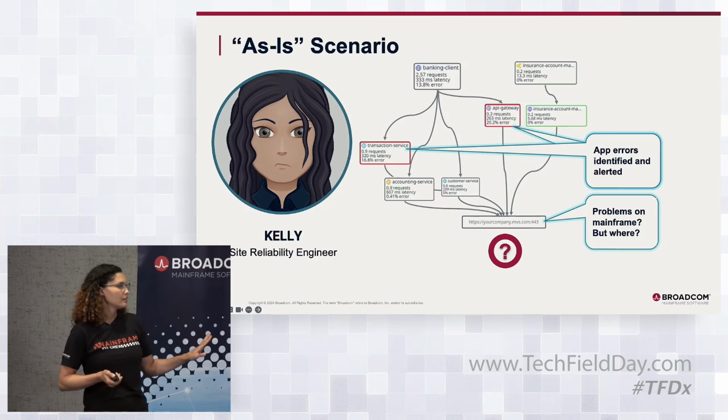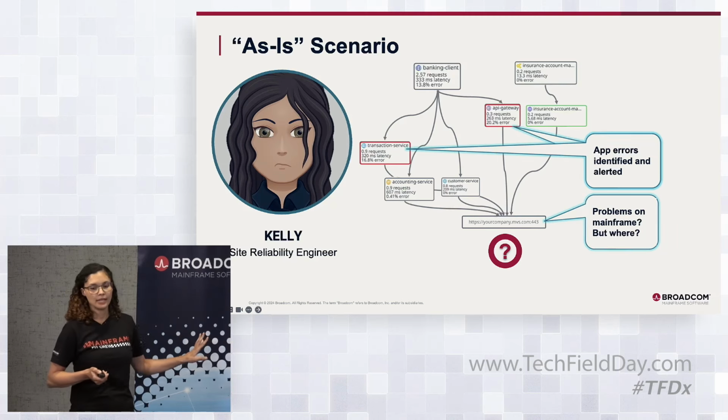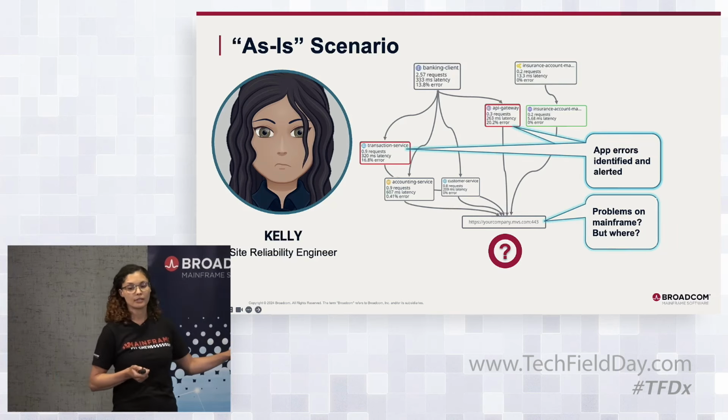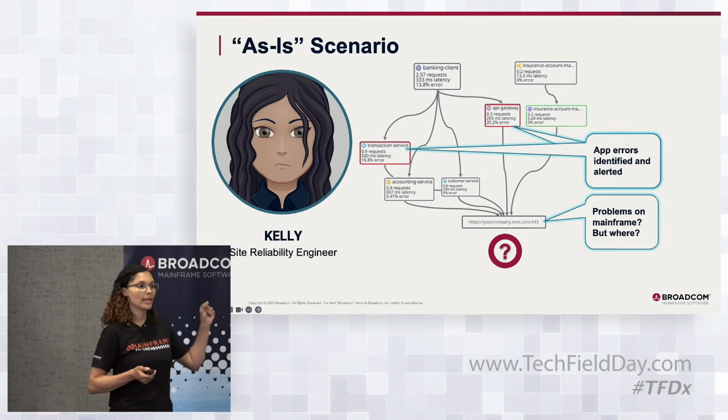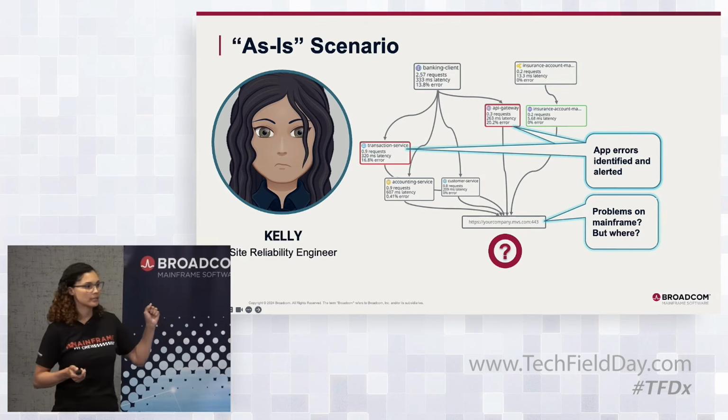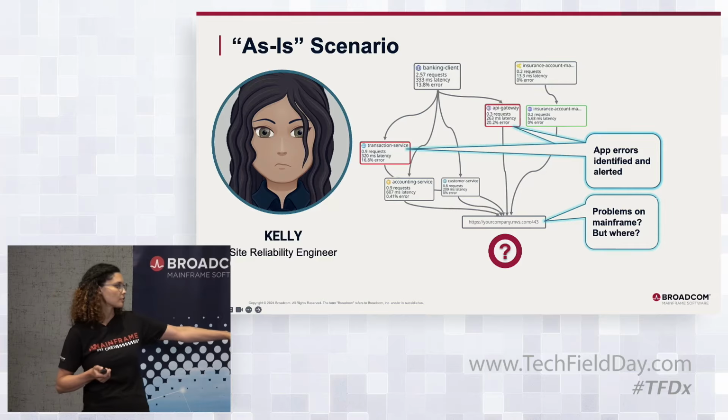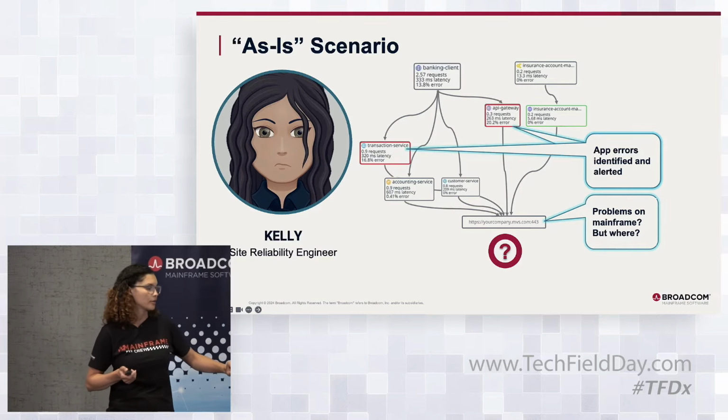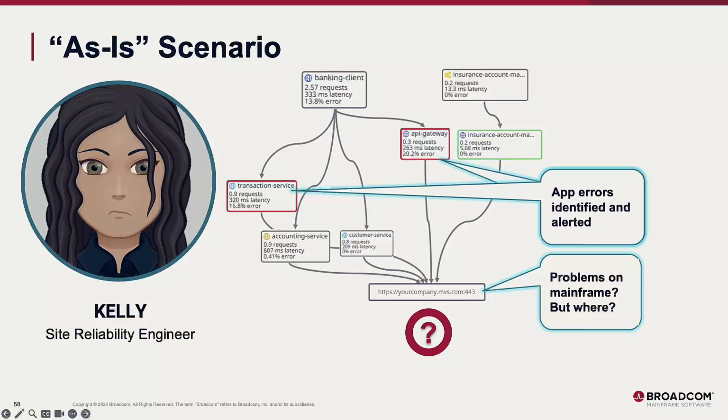Now we can see here there are a couple of indicators using colors that tell us red, we have a problem, a lot of errors coming up. For example, in the transaction service over here, we have a 16.8% error rate and a very high latency. We see on the API gateway there is also an increased error rate, 20%, as well as a higher latency. Now, Kelly's been working in her organization for a long time. She knows that behind these services here, down at the bottom, they all lead to mainframe.